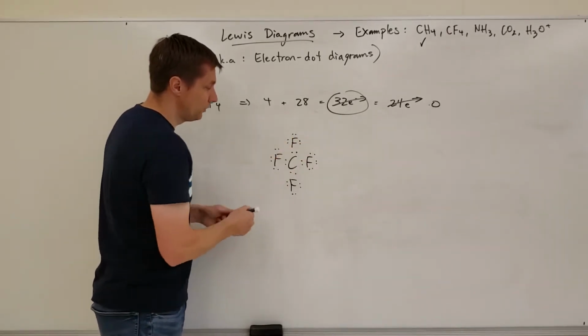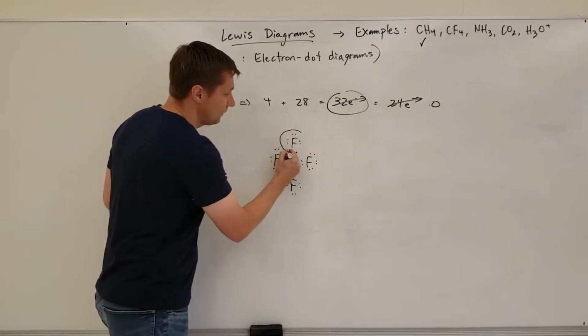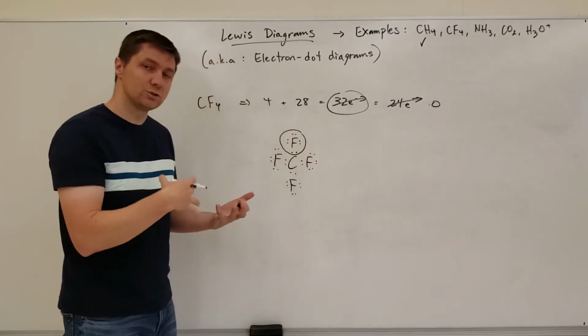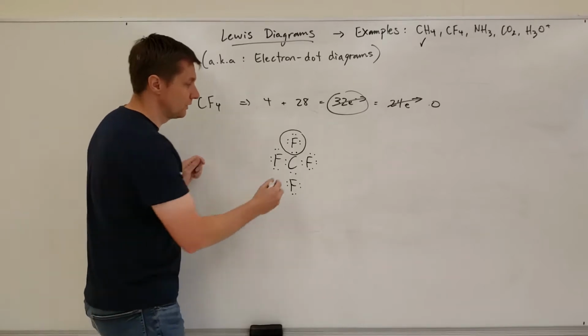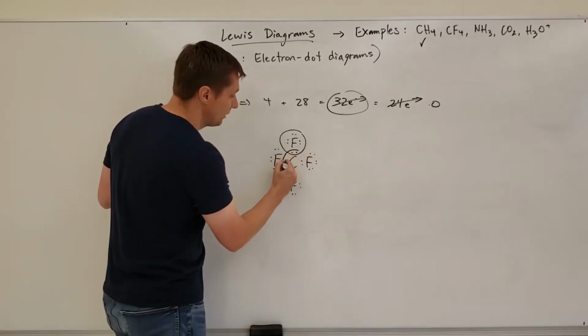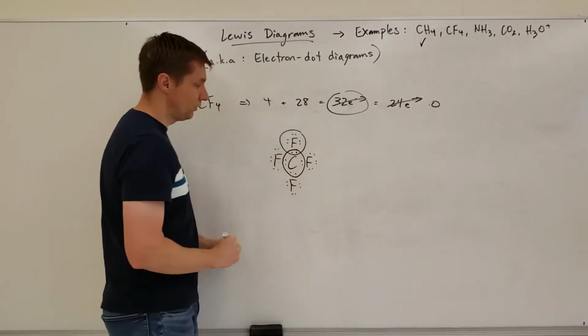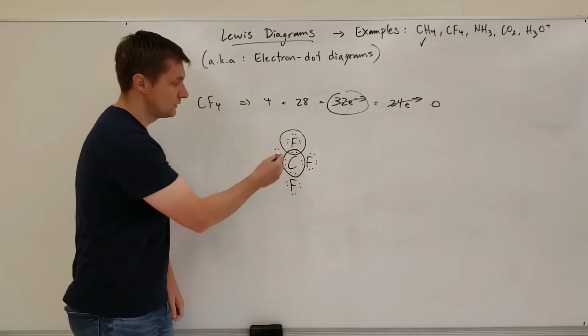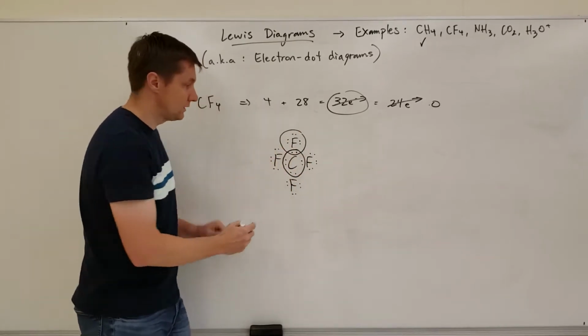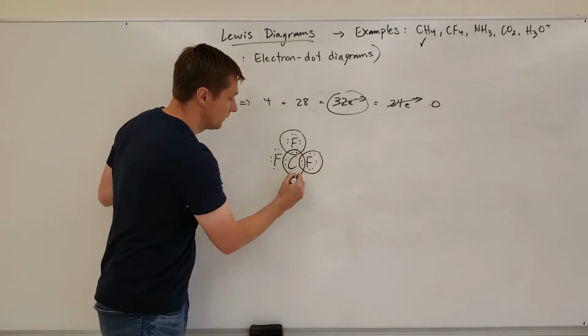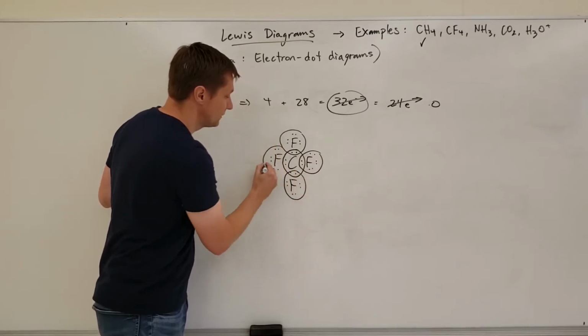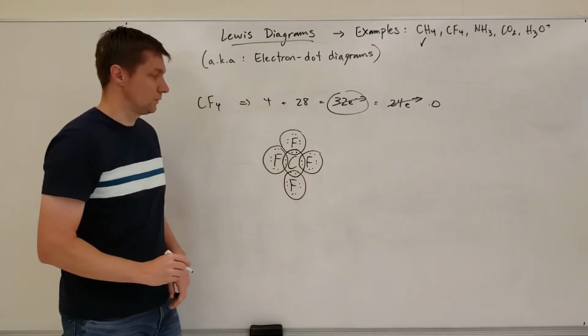This fluorine is full. You don't have to do this in your diagram, but I'm going to draw these circles just to illustrate something. You can see that this carbon has a full octet. It's got those 8 electrons. And this fluorine has a full octet. And so does this fluorine. And so does this one. And so does this one.